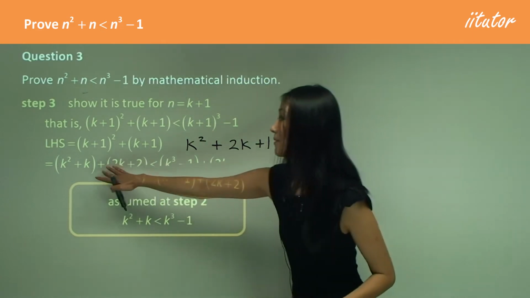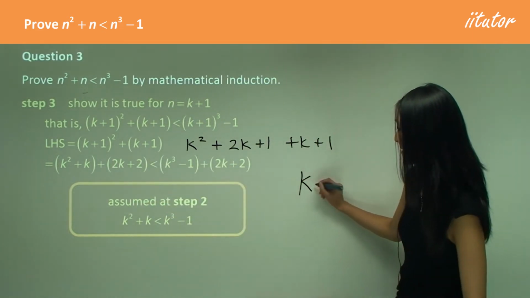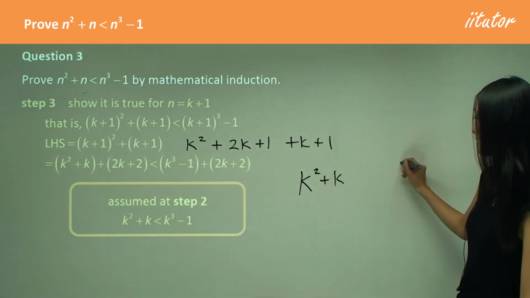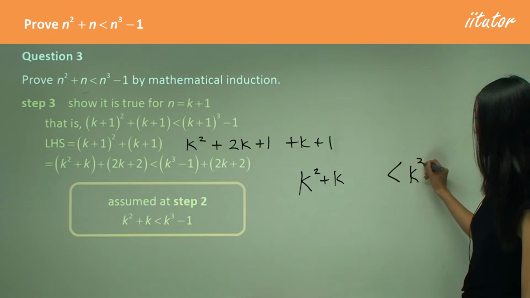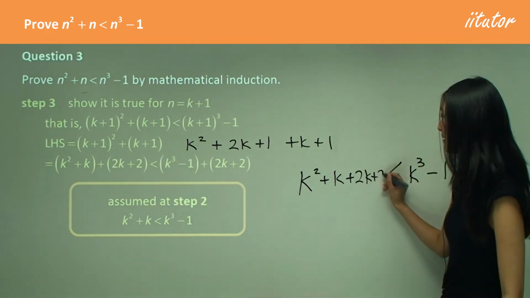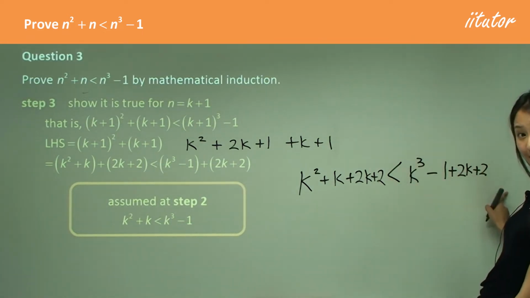So now I've separated it. Remember how we use this assumption: with our assumption in step 2, we know that k squared plus k is less than k cubed minus 1. If I add 2k plus 2 to this side, I must also add 2k plus 2 to this side as well.